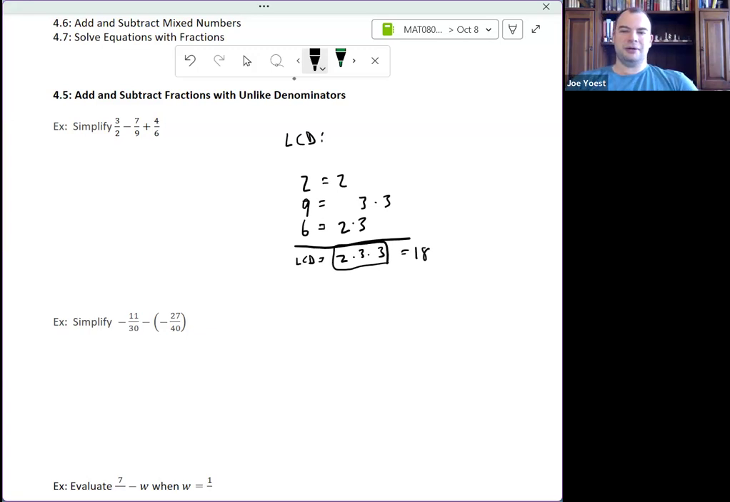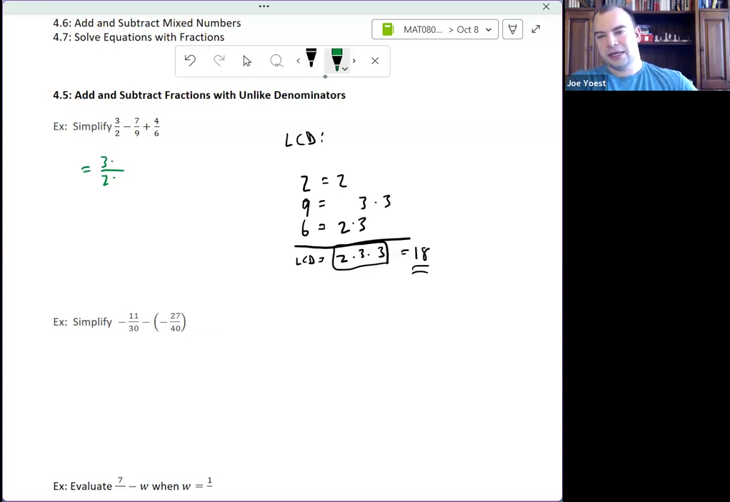Remember, the idea here was like if I needed to give you a Lego set, the smallest possible Lego set, so that you could build a 2, or you could build a 9, or you could build a 6, not all at the same time, but you could build a 2, take it apart, build a 9, take it apart, build a 6. I would need to give you one Lego of size 2 and 2 Legos of size 3 to do that. That's the idea here. That's an LCD of 18. So I want to convert each of these fractions into an equivalent fraction with a denominator of 18. And I do that by multiplying numerator and denominator by the same number using our equivalent fractions property.